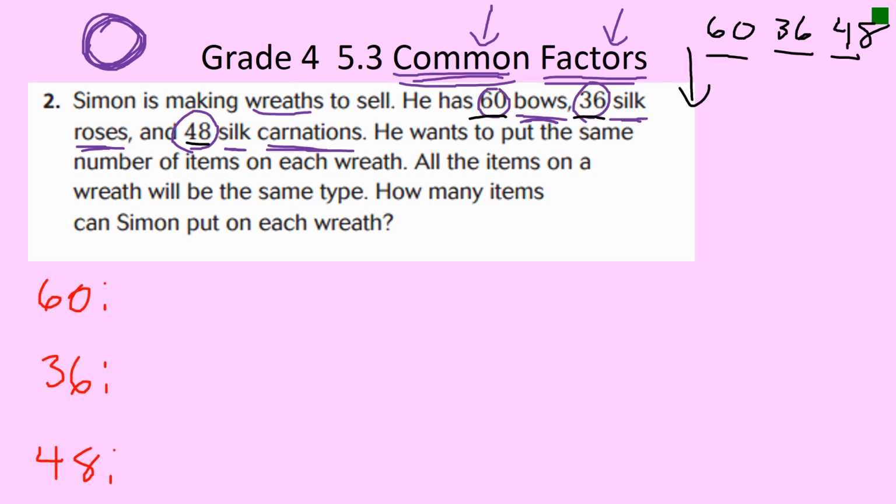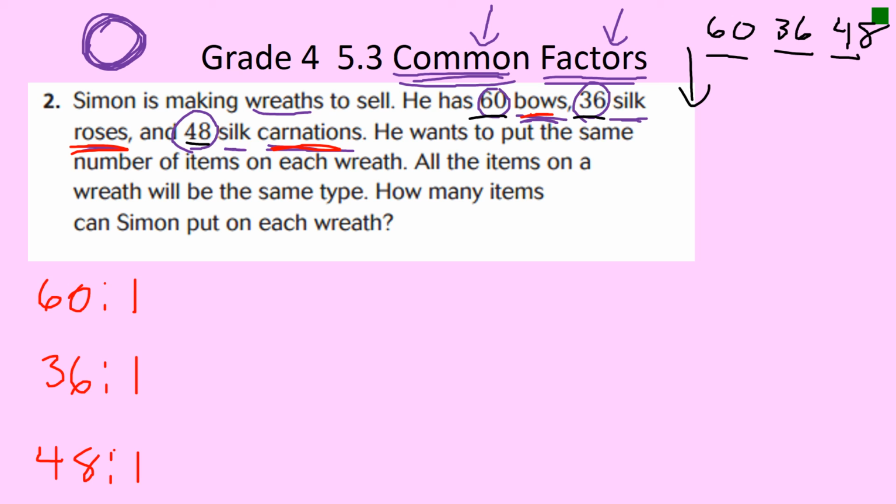So 1 is, of course, a factor of 60. It's a factor of 36, and it's a factor of 48. So what that means in this problem is that Simon could make wreaths, and each wreath would have 1 bow, or 1 silk rose, or 1 silk carnation, because all the items on the wreath will be the same type. So each wreath could have 1 thing on it, of course.